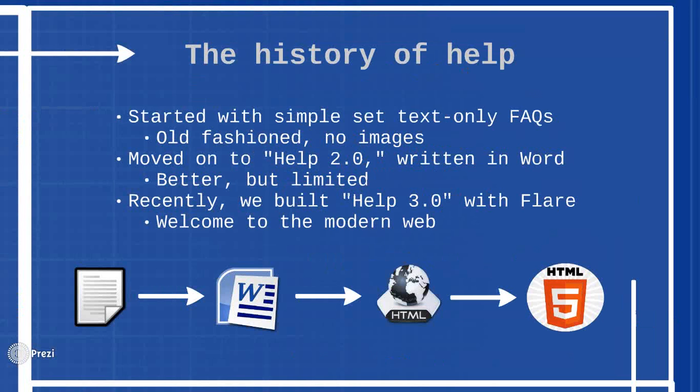From there, we moved on to what we called Help 2.0, which was its own standalone web portal that we linked to from all of our partner websites. We wrote the content for that in individual Word documents, one document per help article, and we ran them through a program called Word Cleaner, which basically takes the really terrible HTML you get out of Word by default and converted it into much cleaner, usable HTML that we could then push to the web. This was much better, but it was limited.